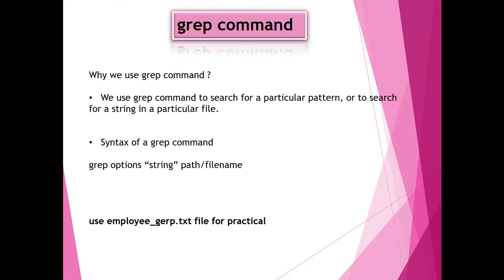We use the grep command to search for a particular pattern or a string in a file. Let's suppose that you want to search for a particular string or pattern, and you know the file name. Sometimes you don't know the file name, or the directory in which your required file is kept, but you know the pattern, you know the string. So if you want to search for a particular string, we can use the grep command and find in which file that particular string or pattern is there. We will be using the employee_grep.txt file for our practical purpose.